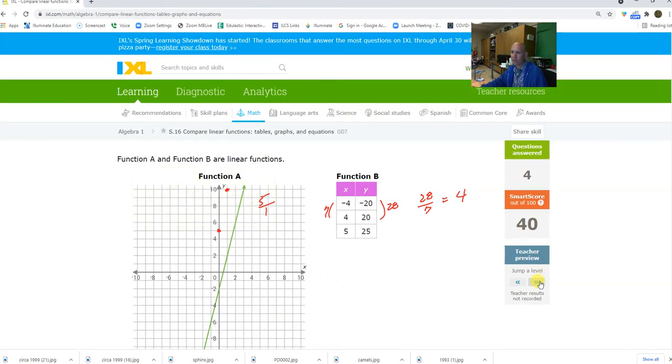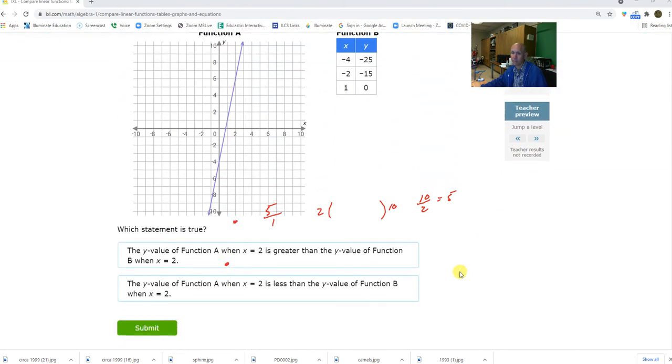I'm going to jump a level. See what happens up here. Slope of this. I'll find 2 good points. There's a good point. There's a good point. So 1, 2, 3, 4, 5 over 1. Slope of that is 5 over 1, positive. This is going up 2, and this is going up 10. 10 over 2 is 5. Oh, they're the same. Same slope? Are they really the same slope this time?